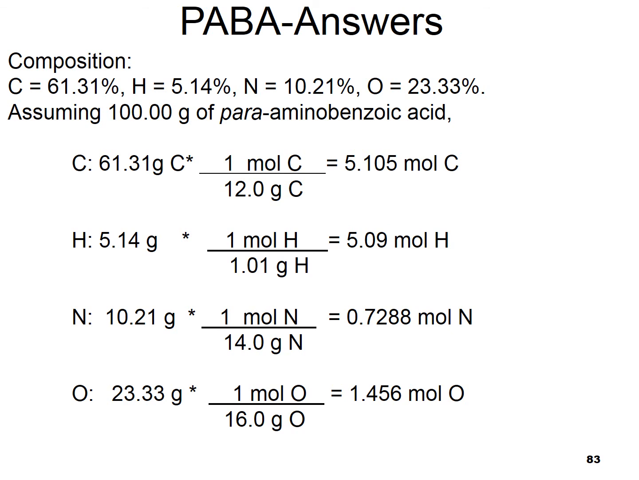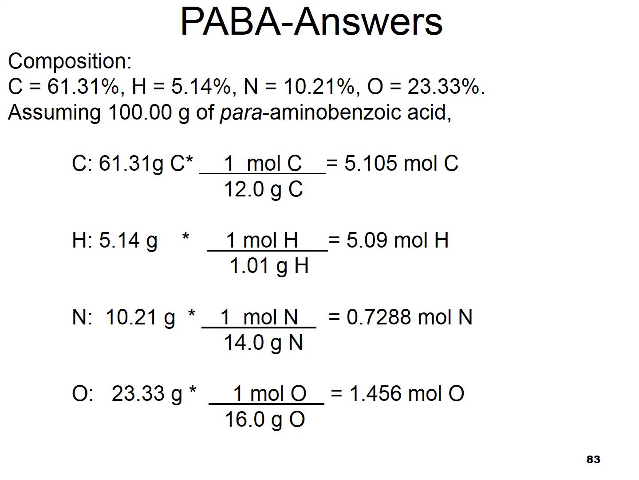61.31% would just be 61.3 grams divided by 12 grams per mole of carbon. That gives us 5.1 moles of carbon. For hydrogen, again, I'm going to use the 1.01 just because it gives us a more accurate value to 3 sig figs. 5.14 grams of hydrogen divided by 1.01 gives us 5.09 moles of hydrogen. We get 0.7288 moles of nitrogen and 1.456 moles of oxygen.